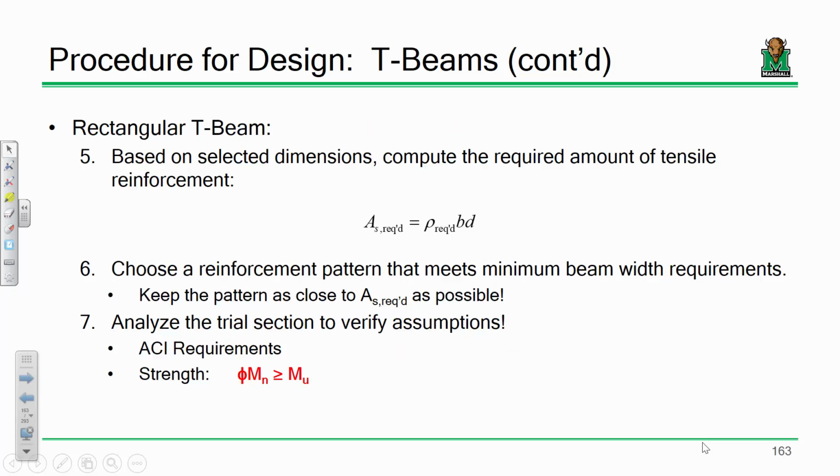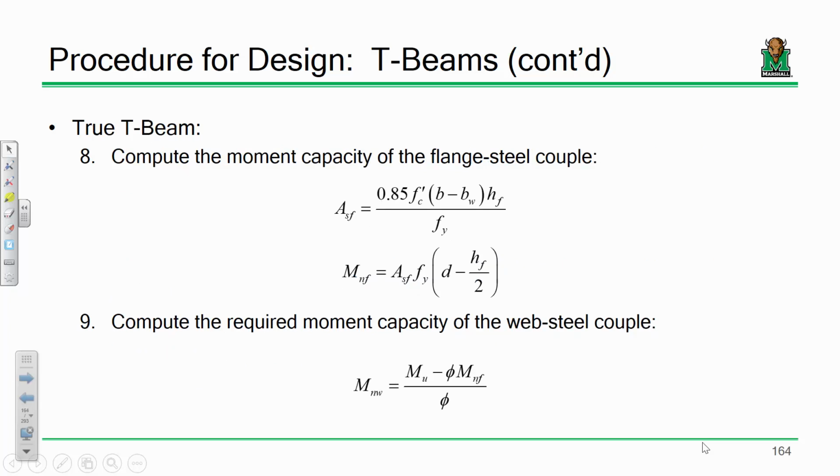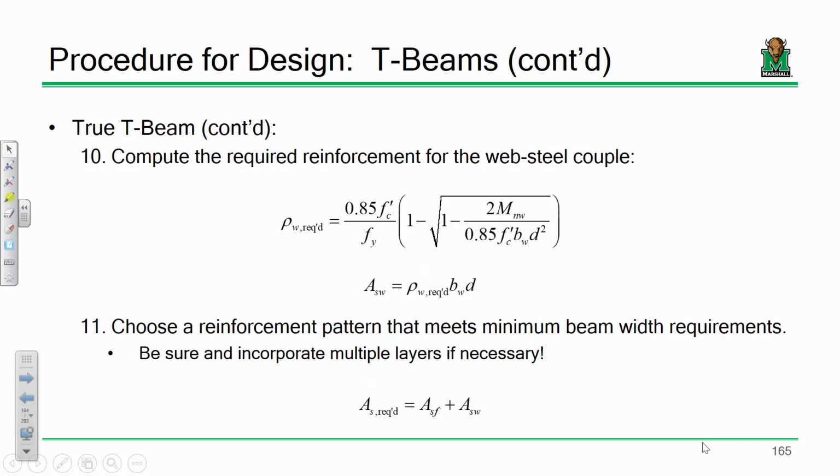Step 5 is if we're dealing with a rectangular T-beam, we just say rho bd, choose a steel pattern, and verify our assumptions. It's pretty simple. If we've got a true T-beam, we've got a little bit more going on. For a true T-beam, we compute the area of steel required for the flange couple, compute the moment capacity for the flange couple, back calculate how much we need for the web couple, calculate the area of steel required, and add them up. Now, how am I doing this for the true T-beam? I'm just calculating a rho and doing rho bd. Remember, it's a known cross-section.